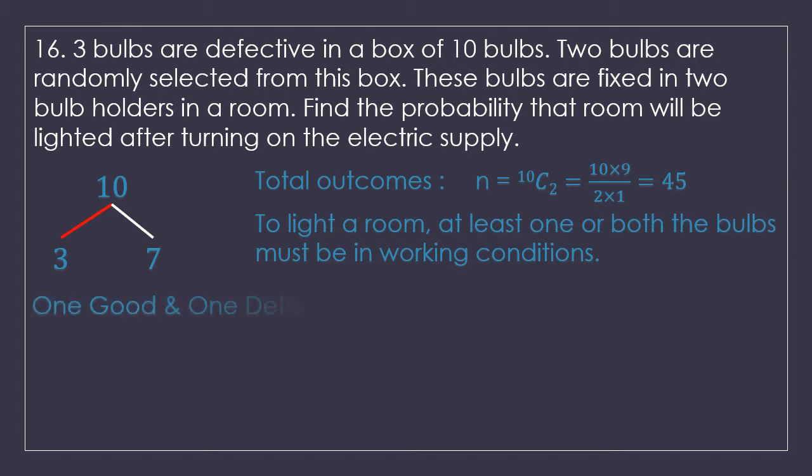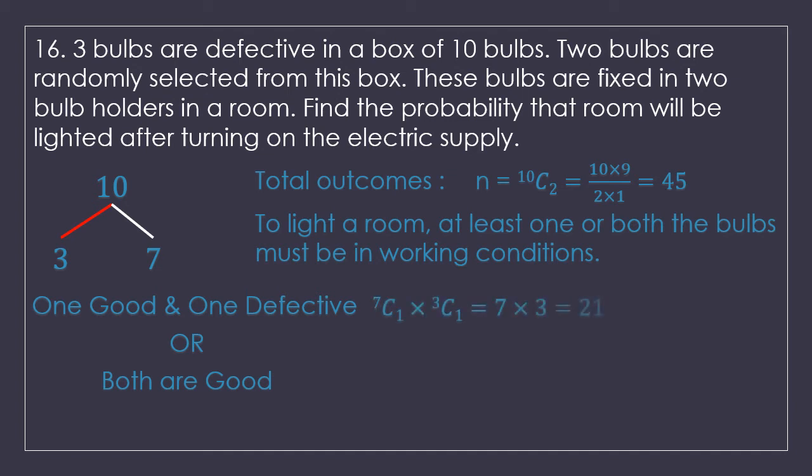That means, writing it down in words, one good and one defective bulb is the first option, or the second option is that both are good bulbs. So we right now have two options for calculating the probability. But when we are talking about probability, we will just add both of these options. Now if I talk about one good and one defective bulb, then one good will be out of the 7 good bulbs and one defective bulb will be out of the 3 defective bulbs.